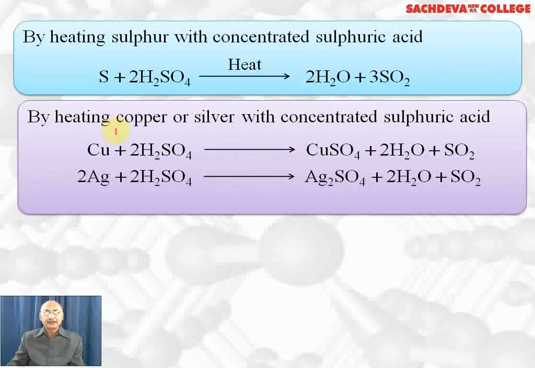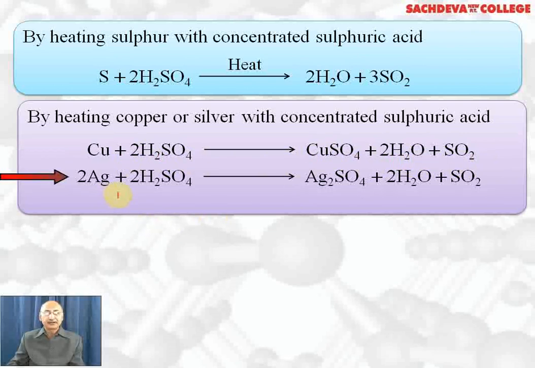We can also prepare sulfur dioxide by heating metals like copper or silver with concentrated sulfuric acid. Copper does not react with dilute sulfuric acid because it is less reactive than hydrogen. But with concentrated sulfuric acid, copper reacts and undergoes a redox reaction. Copper gets oxidized to copper oxide, which reacts with sulfuric acid to form copper sulfate, and sulfuric acid gets reduced to sulfur dioxide. So we get copper sulfate plus sulfur dioxide plus 2 water.